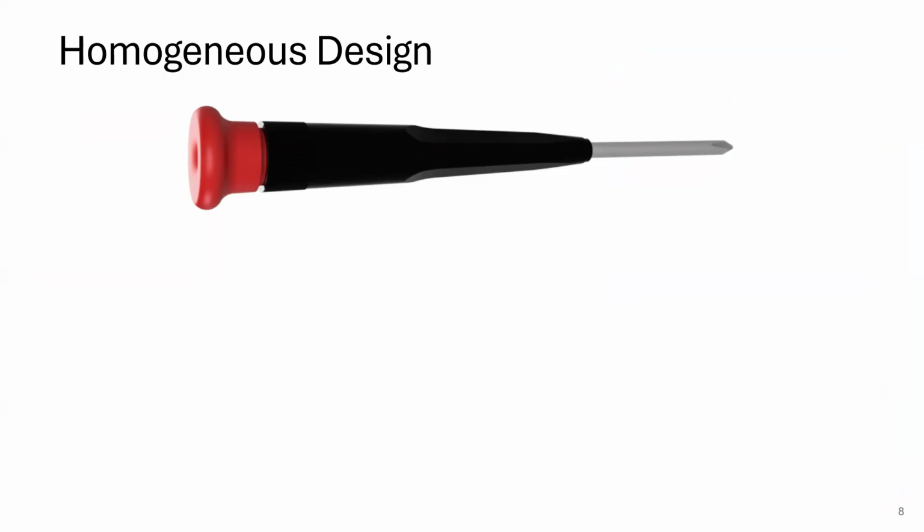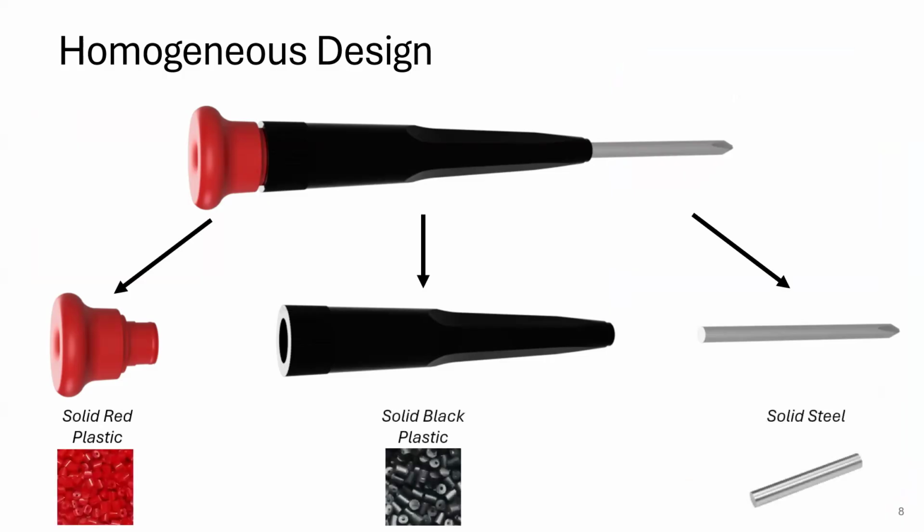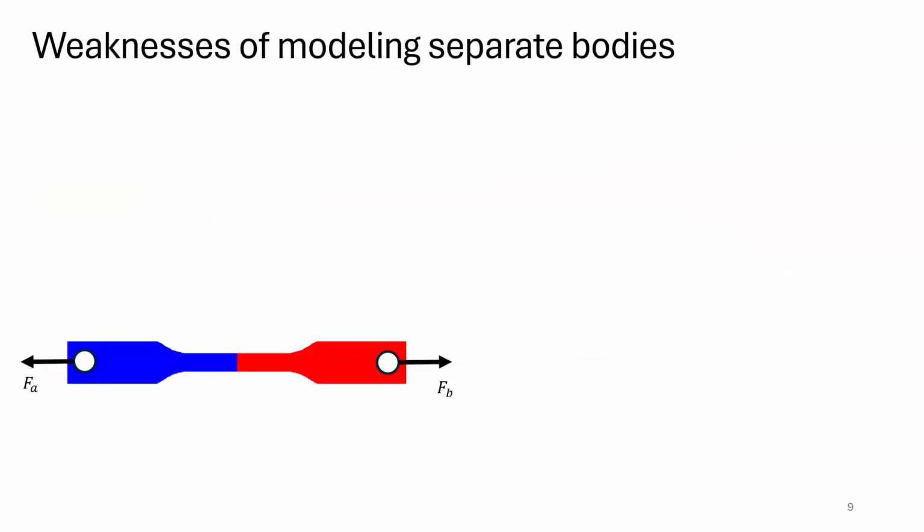We have something like a basic screwdriver. We'll break that up into individual parts and individual production steps. So we might produce the cap, the body, and the actual screw shaft itself. These might be made of different materials or different colors. And then we just simply assemble these together at the end. But there's some weaknesses.